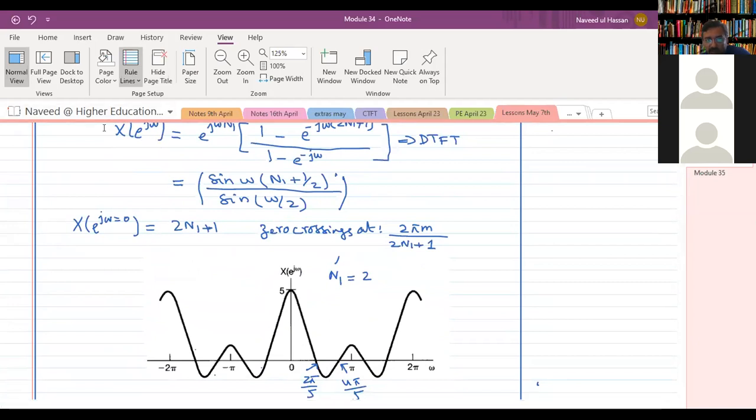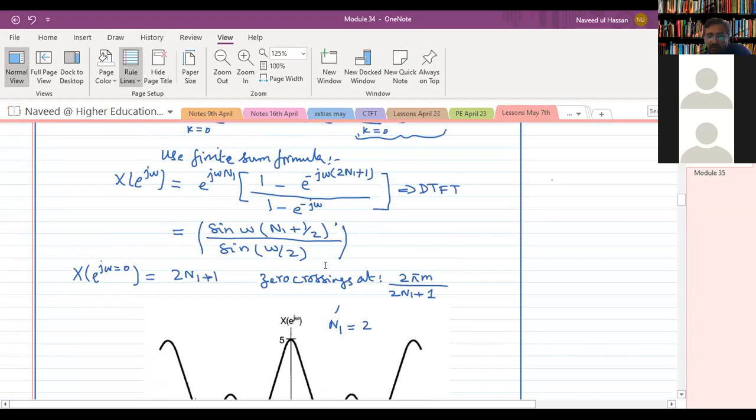And because this discrete time Fourier transform is periodic, we can very clearly see that it has periodicity. And we can very easily find its zero crossings and maximum value. The maximum value at omega equal to 0 we find using L'Hopital's rule, and the zero crossings are where the numerator is a multiple of pi. So any questions about this example?